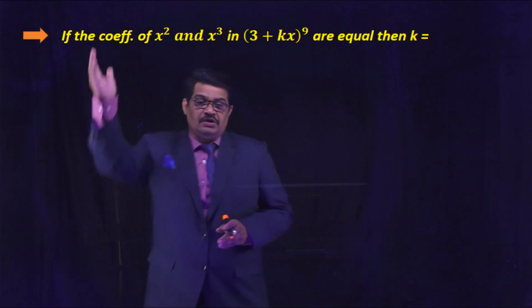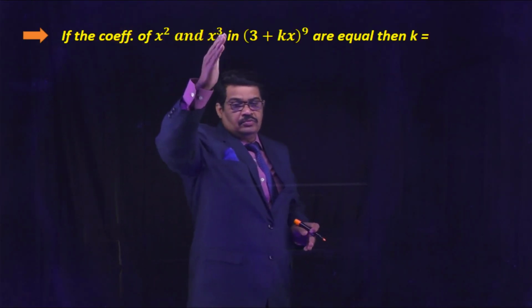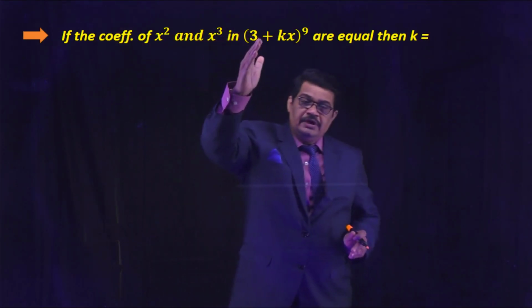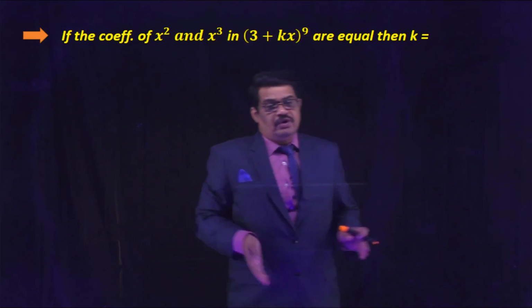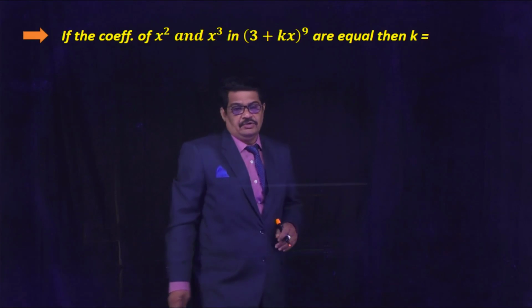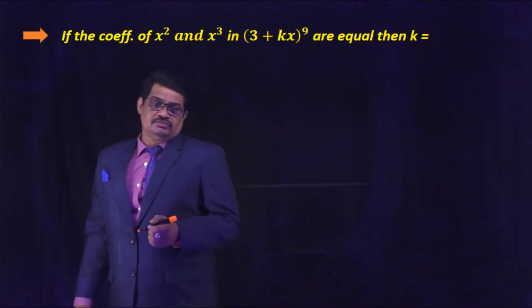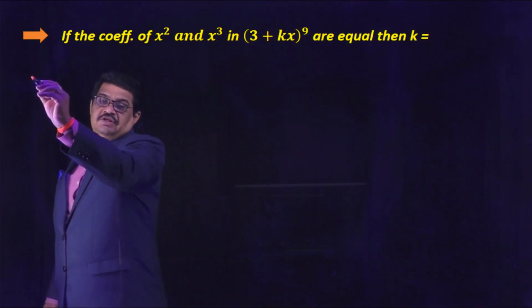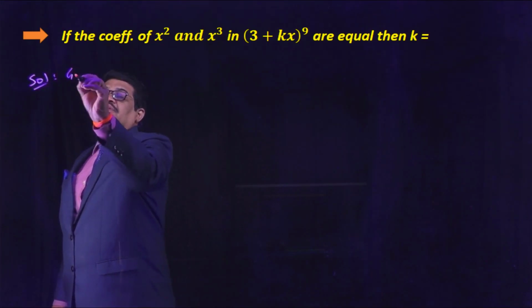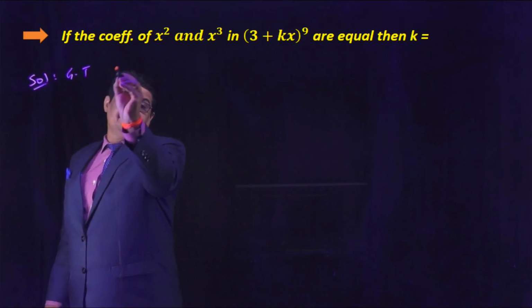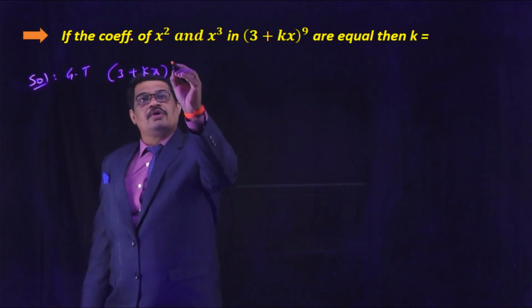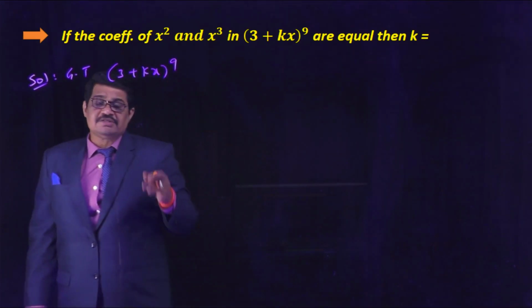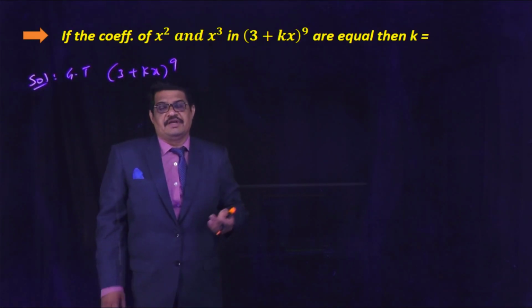Okay, see the another problem. If the coefficient of x square and x cube in (3 plus kx) whole to the power of 9 are equal, then what is the k value? Now we have to find the value of k here. See the solution. What is the given expression? That is (3 plus kx) whole to the power of 9. That is the given expression.